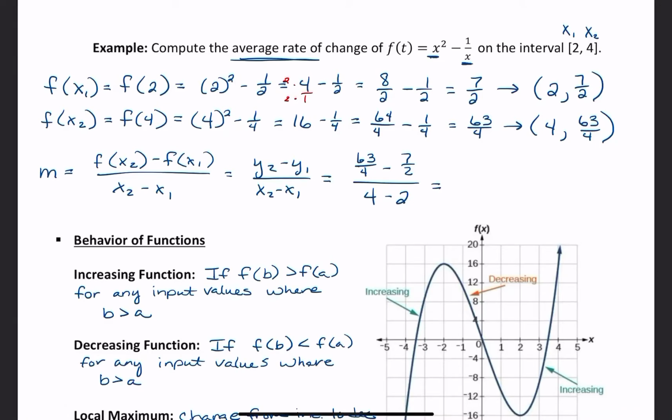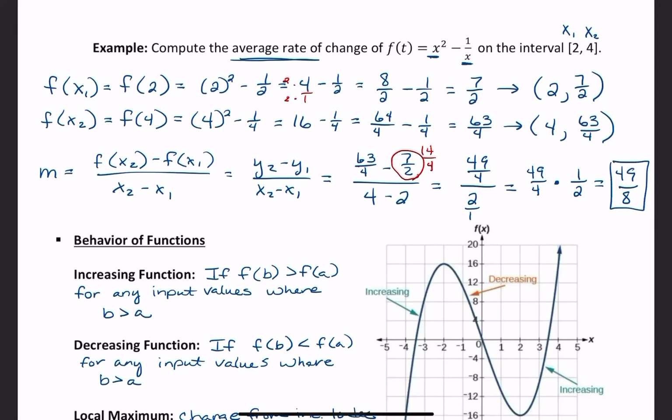So if I change this to 14 fourths, so I have a common denominator, that's going to give me 49 fourths over 2. And here we're going to keep it, change it, flip it. So I got 49 fourths times, and when I flip the denominator, I got 1/2. So that's going to give me 49 over 8. So my average rate of change is 49 over 8.